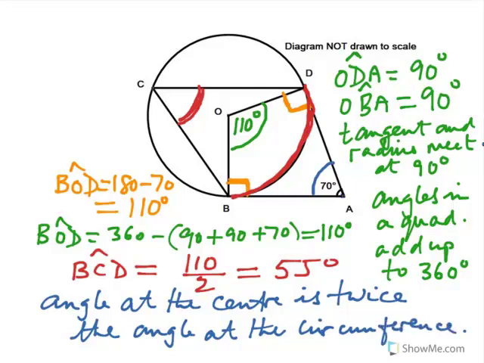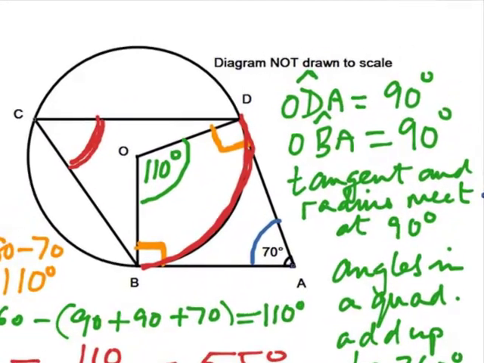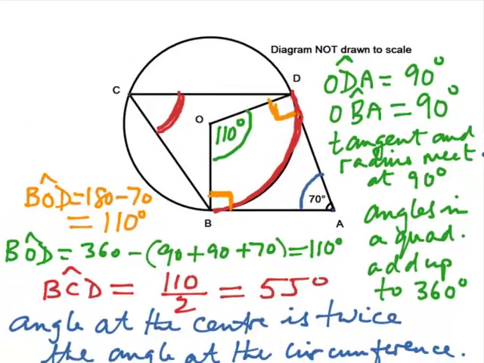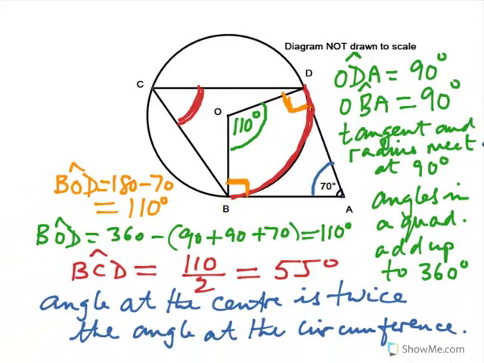Okay, so let's just go through that quickly again. Tangent and radius meet at 90 degrees. So these two angles are 90 each. And we have a quadrilateral BODA. The angles add up to 360. There are two of them, each one is 90. So I took 180 from 360. Now I'm left with 180. That means the 70-degree angle and BOD add up to 180. So I wrote BOD equals 180 minus 70, which is 110.